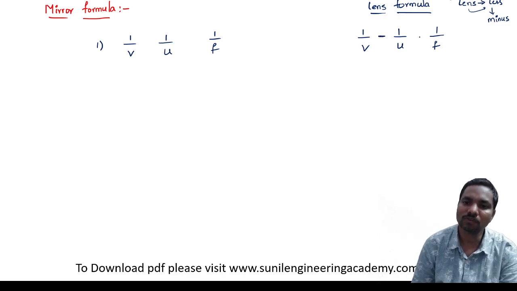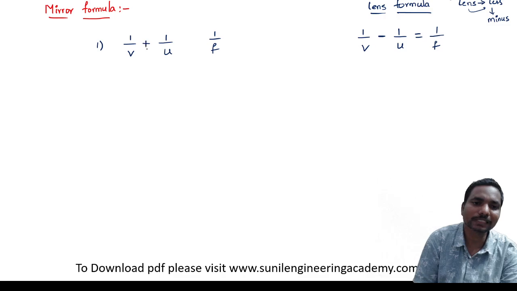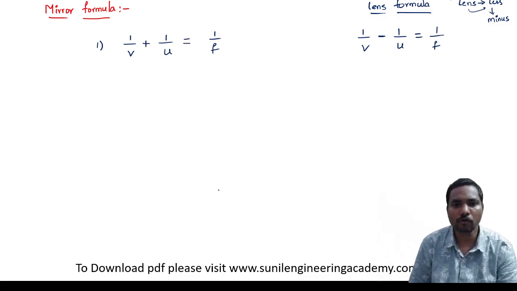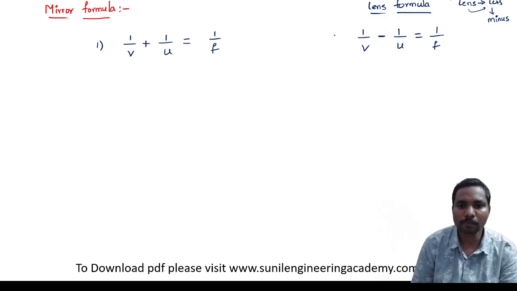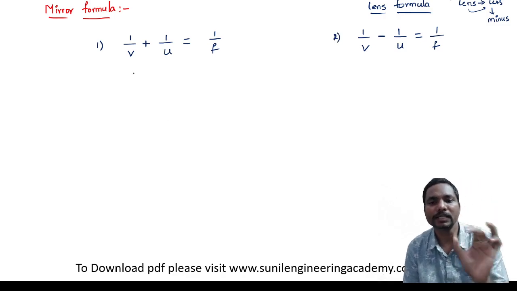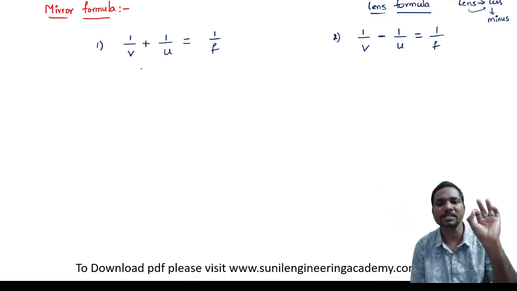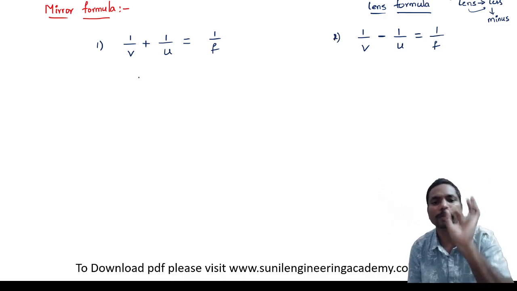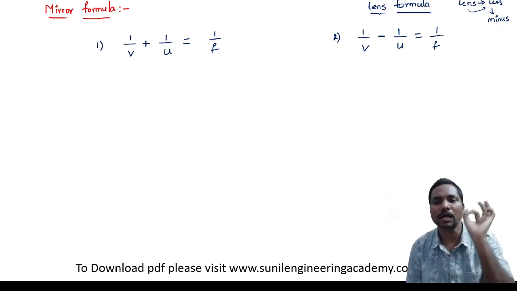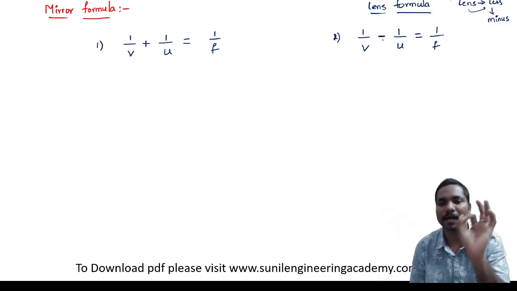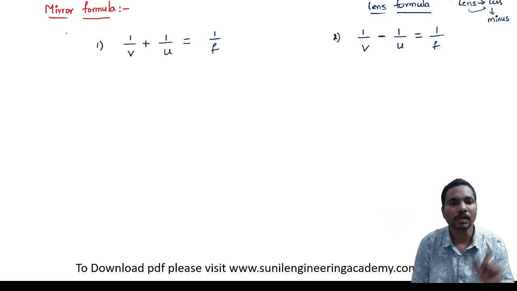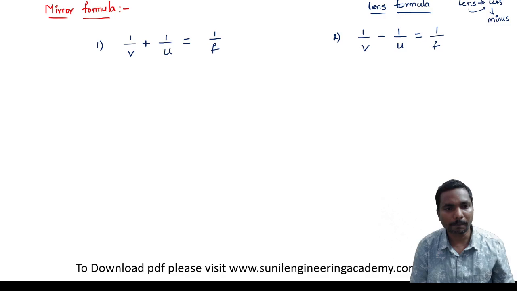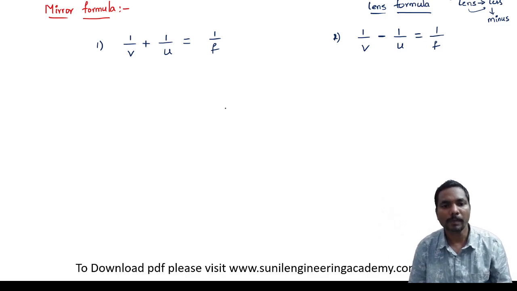1 by V minus 1 by U is equal to 1 by F. In the mirror formula, we have the plus: 1 by V plus 1 by U is equal to 1 by F. So it is a very simple formula. What is the first point I have given? All the three quantities V, U, F are reciprocals. If it is a lens formula, lens less minus: 1 by V minus 1 by U is equal to 1 by F. Mirror formula: 1 by V plus 1 by U is equal to 1 by F.